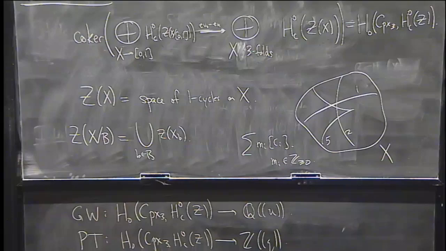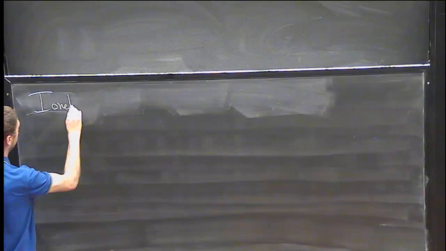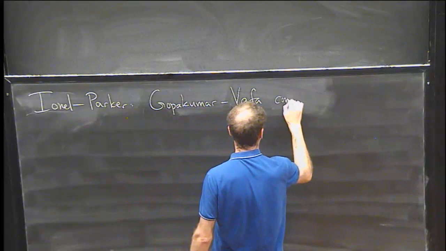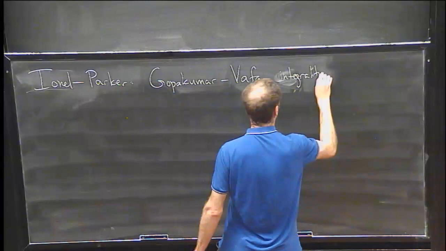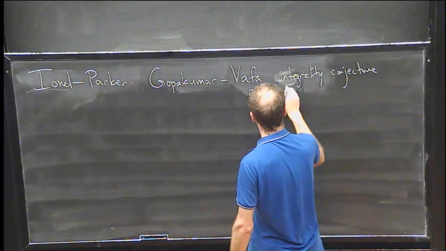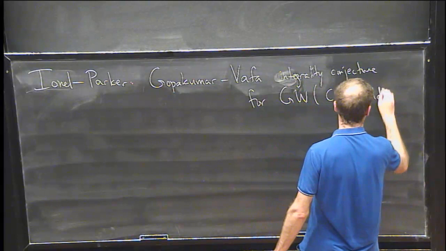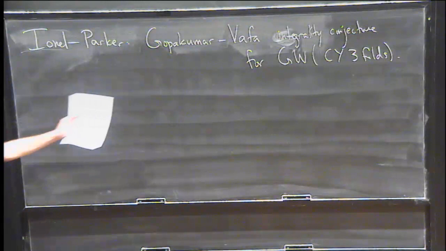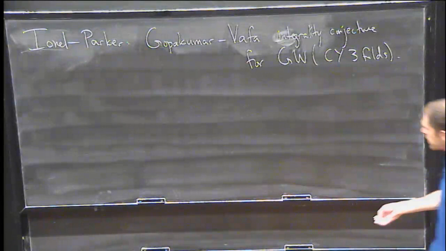The one thing which led me to try to think about these groups was the recent work of Ionel and Parker, who proved the Gopakumar-Vafa integrality conjecture for Gromov-Witten invariants of Calabi-Yau threefolds. I mentioned already Gromov-Witten invariants are rational numbers, but certain linear combinations turn out to be integers. It was conjectured by Gopakumar and Vafa and proven by Ionel and Parker.